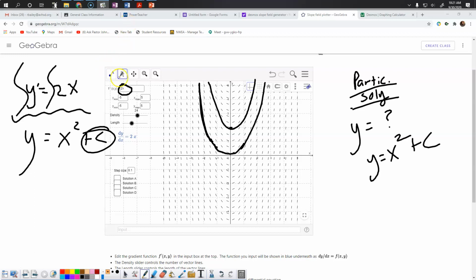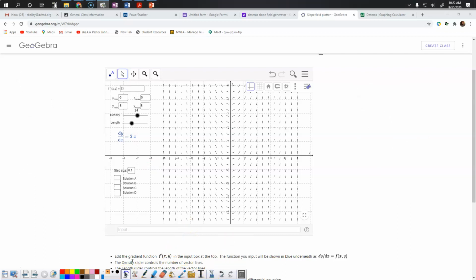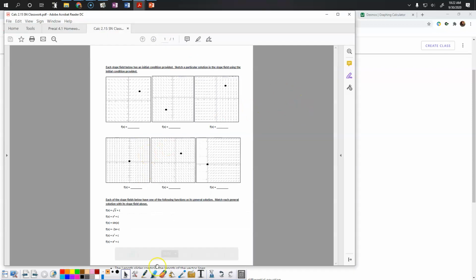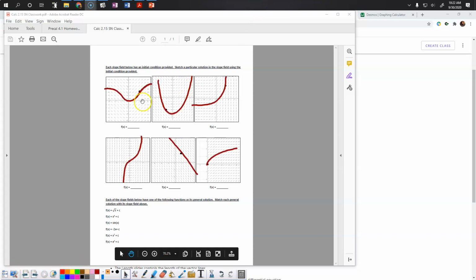So the point here is that today, you guys are supposed to be able to match your slope field, not with a differential equation, but with the particular solution. So let's look at your guys' worksheet here. Now, we did all these earlier. Let me put them back up. Now, each one of these graphs up here goes with one of these.